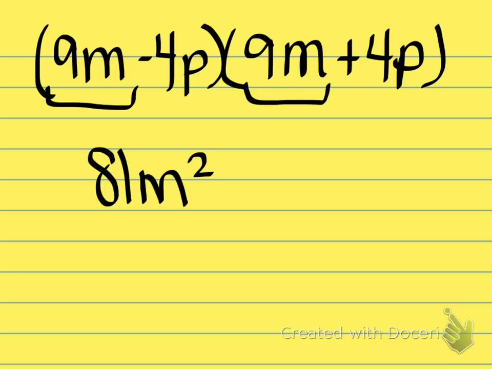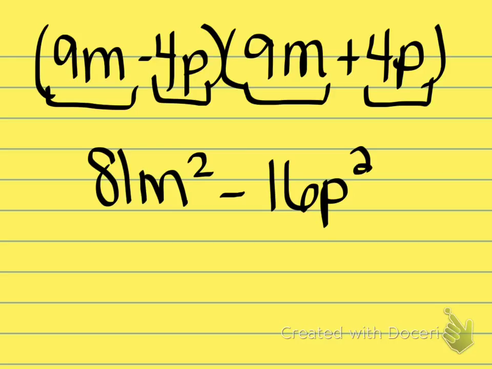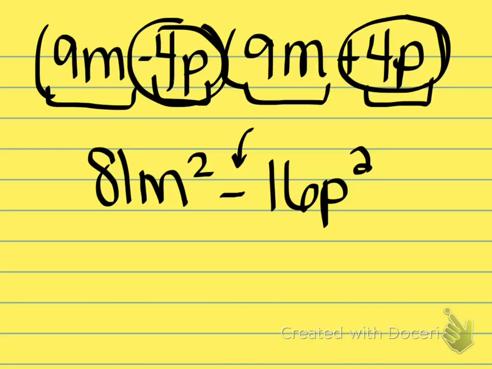squared, and then I do 4p times 4p, which is 16p squared. And I know there's a subtraction in the middle, because I have to have those last terms, negative and positive, multiplied to be a negative. This is why when we go backwards in our factoring process, you have to have a difference there. You cannot have an addition sign and be finding the sum of two squares. You have to find the difference of two squares.